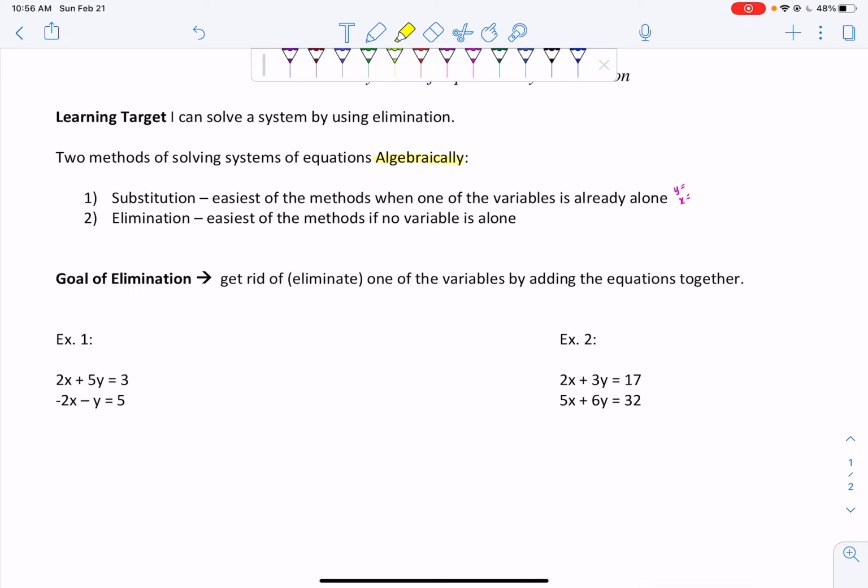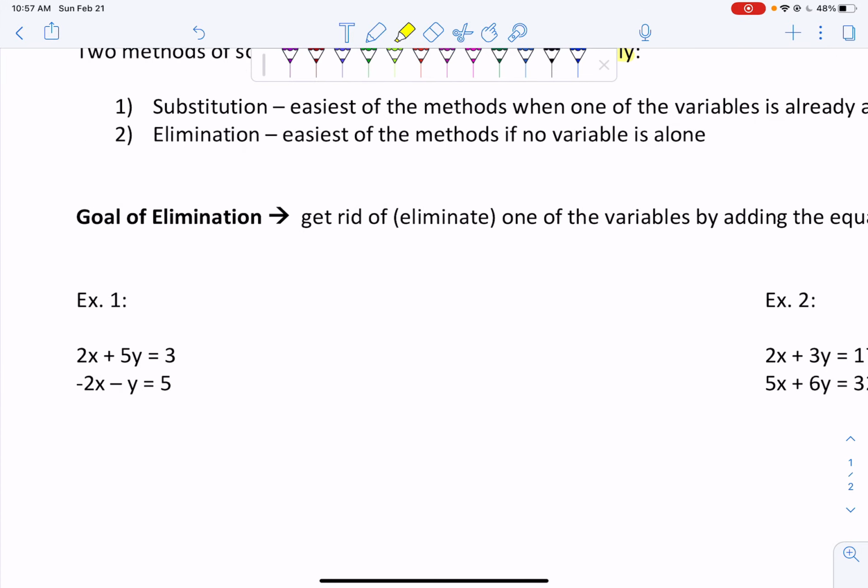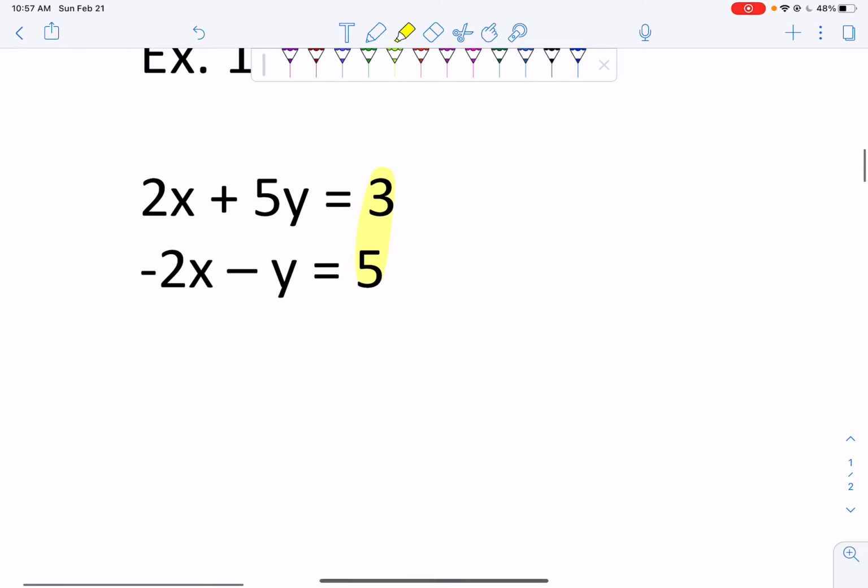All right. So the goal of elimination is to get rid of or eliminate one of the variables by adding the equations together. So the first thing we do is we always just go ahead and add them. What I recommend is look at your x's, see if they have the same number. Look at your y's, see if they have the same number. Don't care about these numbers at all. You only care about the numbers attached to your x's and your y's.